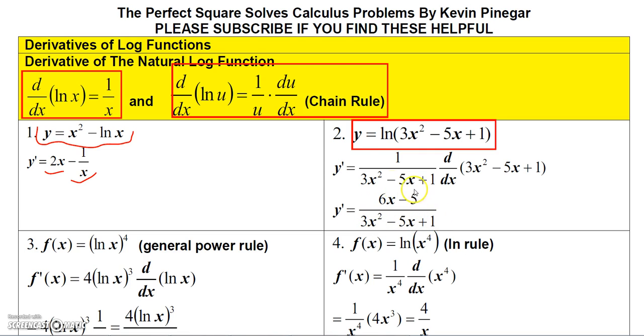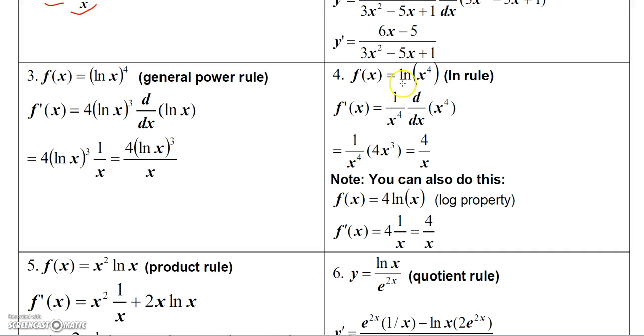So another way to write this formula: 1 over u times du over dx, or 1 over u times u prime, is simply u prime over u. And if you'll notice here, that's what I have. This is u prime, and this is u, so I just have u prime over u. Alright, let me work number 4 here next, because I want to stay with this theme.